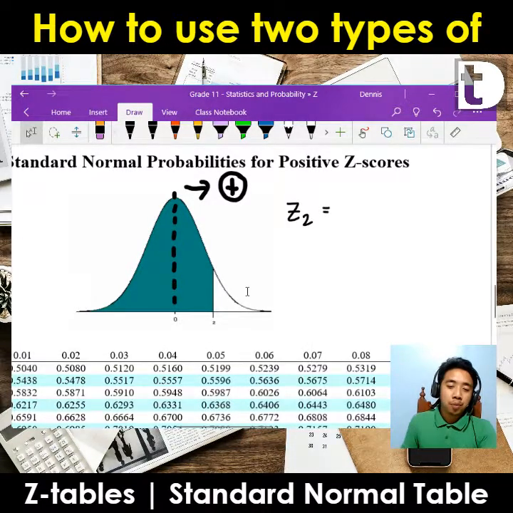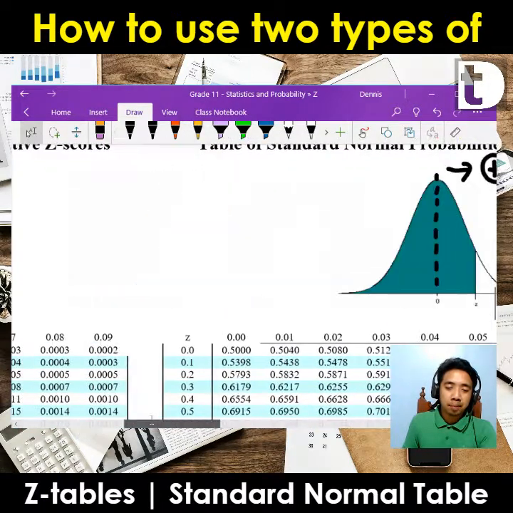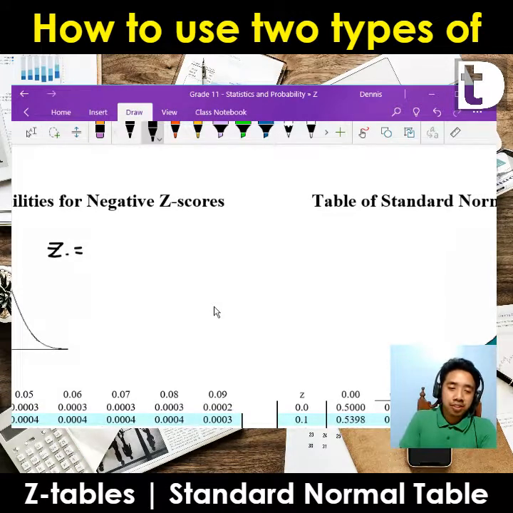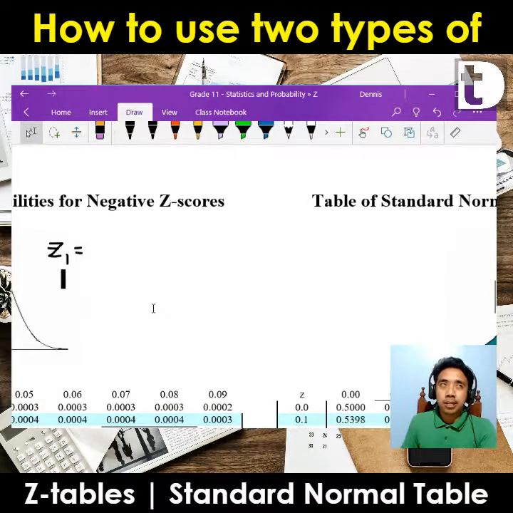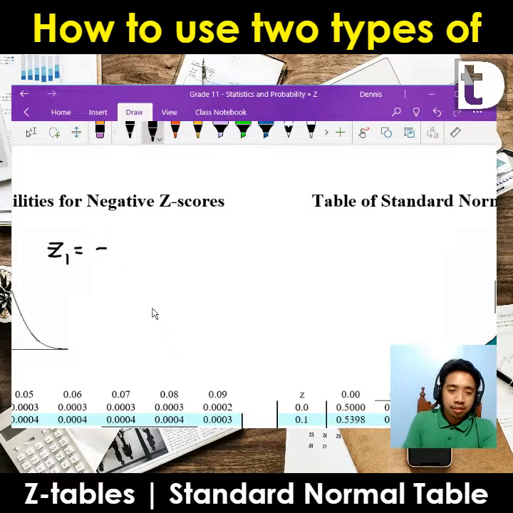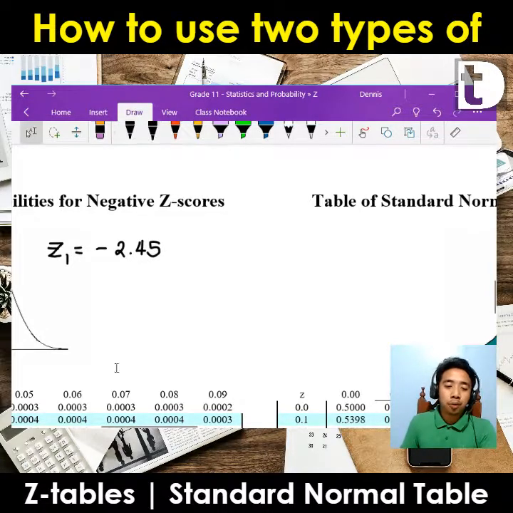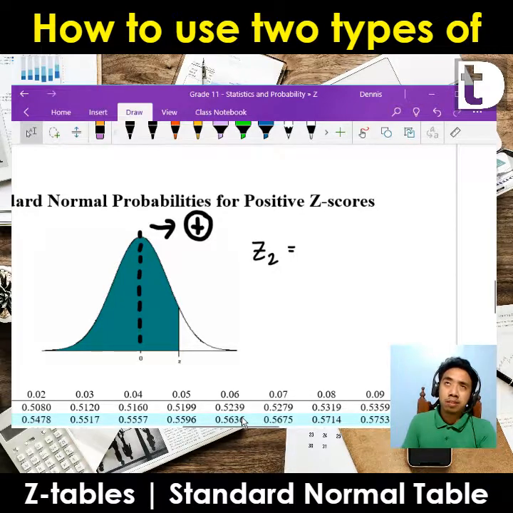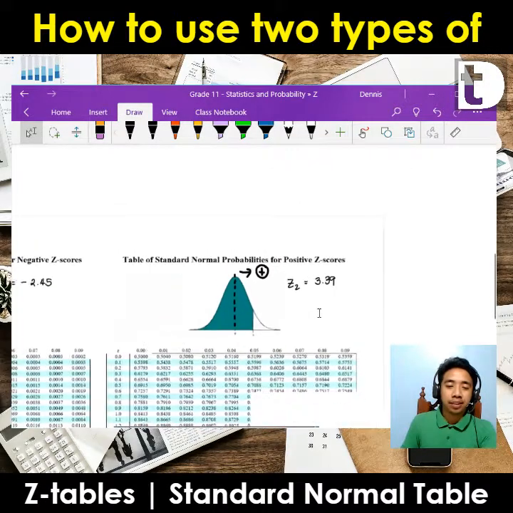So let's have an example. How about our z values? Our first z is, say for example, negative 2.45, while our positive z value is, say, positive 3.39. Okay, so let's have 3.39 for that.